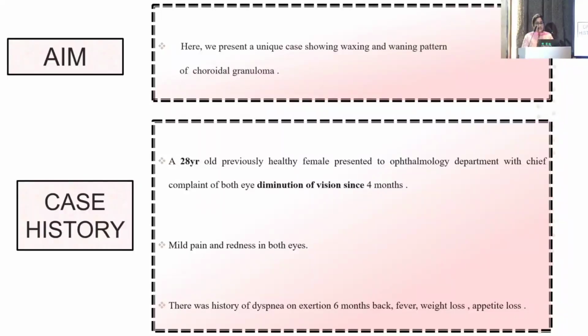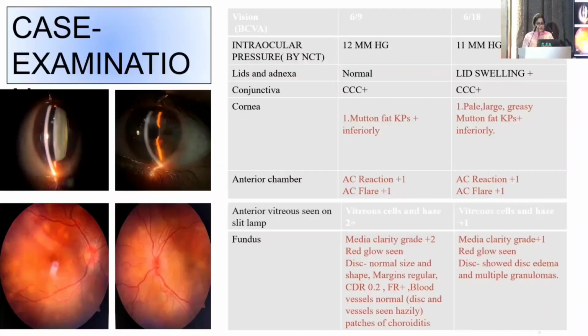A 28-year-old previously healthy female presented to the ophthalmology department with the chief complaint of diminution of vision in both eyes since 4 months, which was associated with mild pain and redness in both eyes. There was also a history of dyspnea on exertion 6 months back, which was associated with fever, weight and appetite loss.